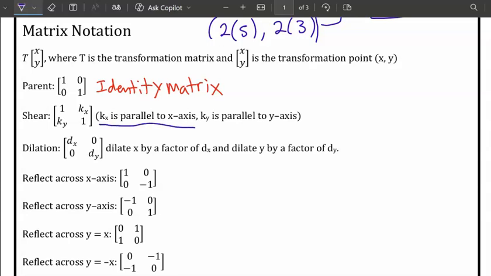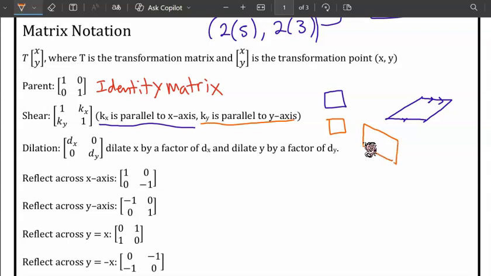An example of this one is that we could start as a square and then the transformation looks something like this, where these two are still parallel to that x-axis. And then for ky, if we change the ky to a different number, we'd start with that square again. And then we'd have a shape that looks kind of like this, where the lines are still parallel to the y-axis.